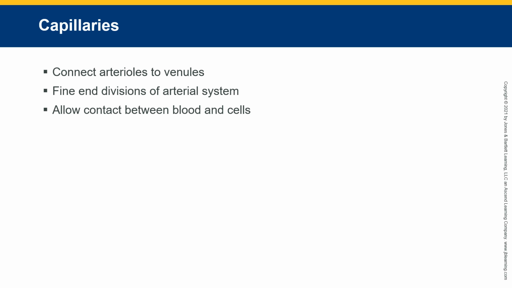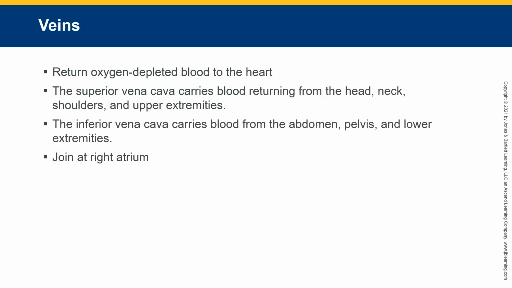Capillaries connect these arterioles to venules. They're the end divisions of the arterial system, and they allow contact between the blood and the cells. This is where you actually get oxygen getting offloaded from the blood and carbon dioxide getting picked up from the cells there. The veins are then going to take that oxygen-depleted blood and carry it back towards the heart.